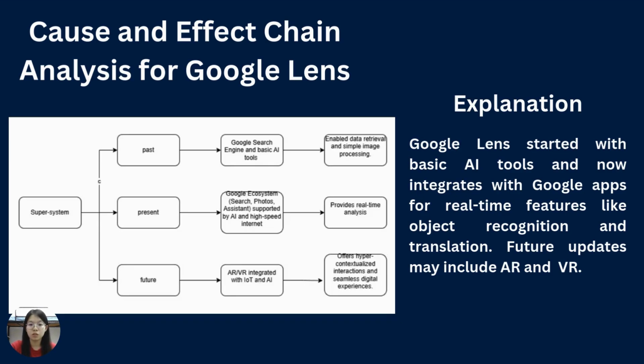Firstly, we talk about the supersystem. Google Lens started with Google Search and basic AI tools for processing images. Over time, it integrated with tools like Photos and Assistant to perform tasks like object recognition and text translation. In the future, it might use AR and VR for even more connected experiences.